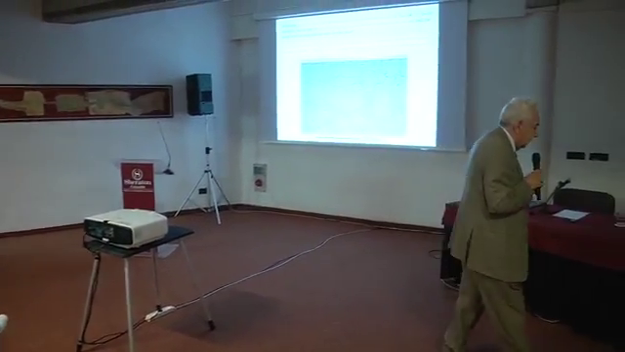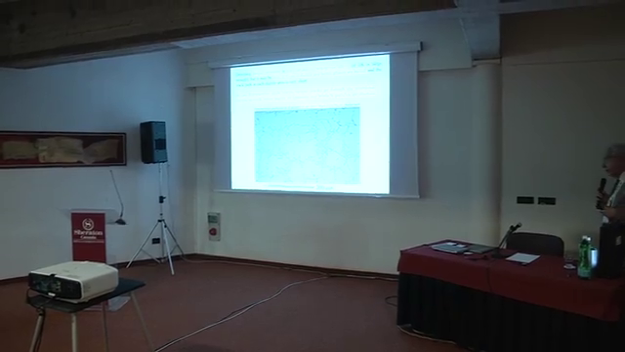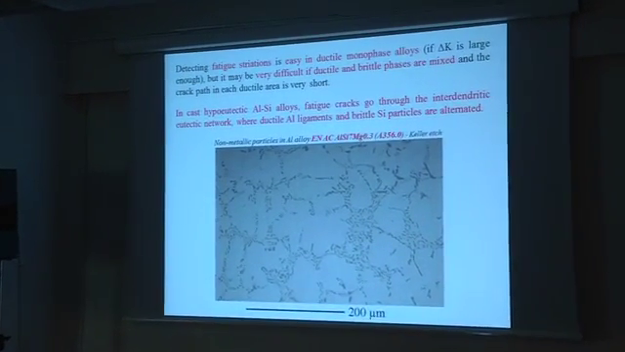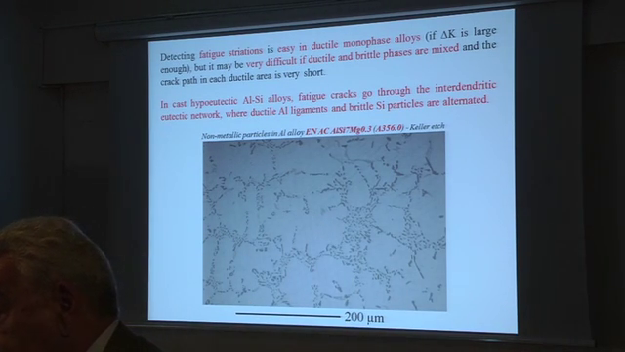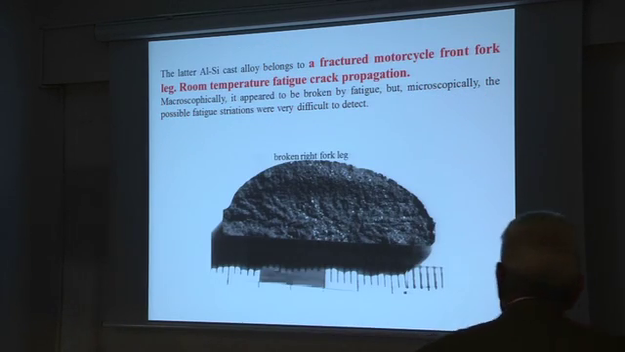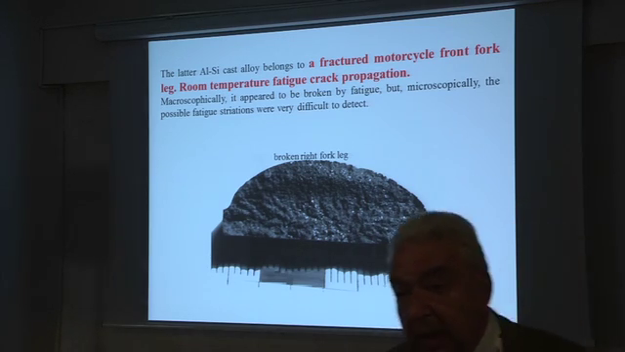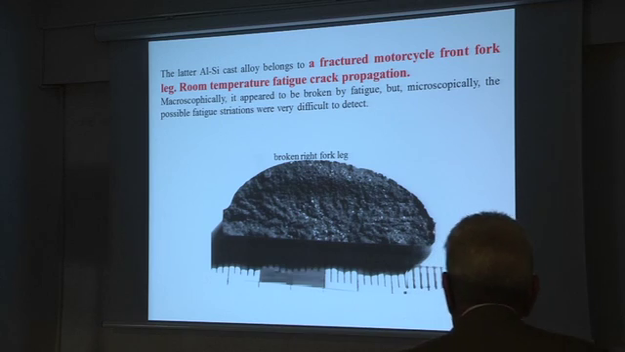And now let's go back to this type of alloy in which we were called to solve a real problem. This is a motorcycle fork which broke, a front fork leg, broke into the leg, and we assessed in the end that it was room temperature fatigue crack propagation.